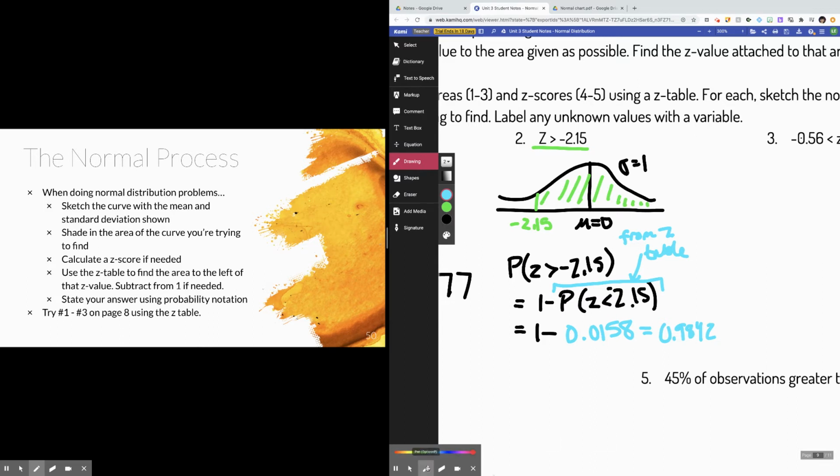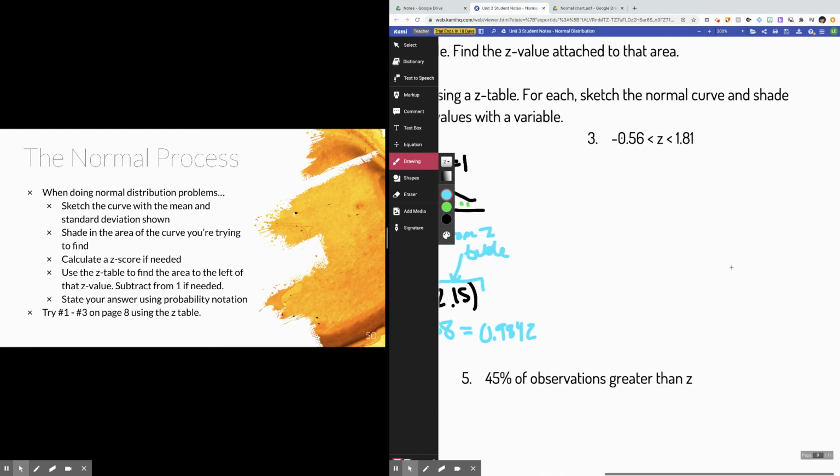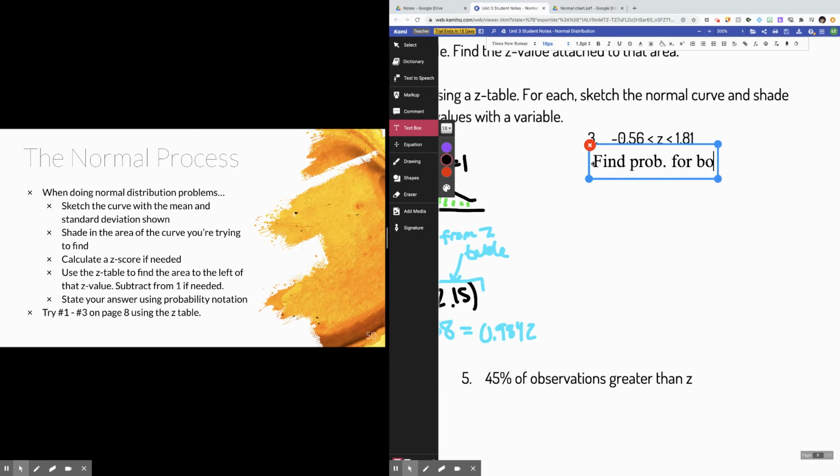Okay. All right. So last one here is a between probability. So when you are doing a between probability, the rule is you find the probability for both and subtract those probabilities. Okay, and here's why.